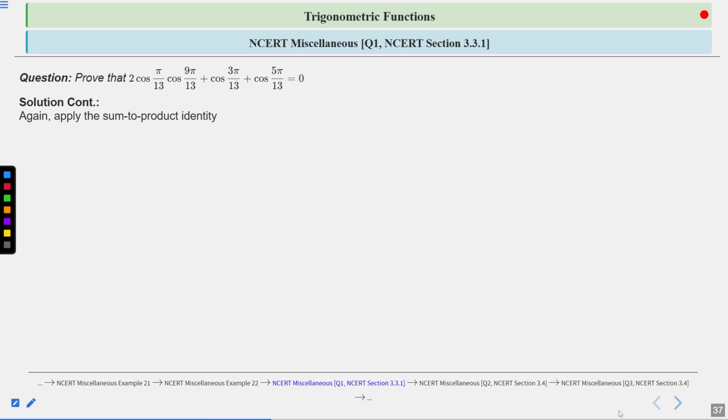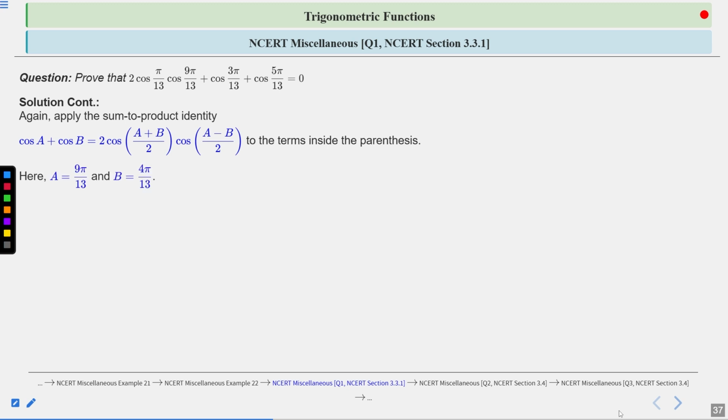Again, apply the sum to product identity, cos A plus cos B is equal to 2 cos A plus B by 2 into cos A minus B by 2, to the term inside the parenthesis, right? Here A is equal to 9 pi by 13 and B is equal to 4 pi by 13. So A plus B by 2 will be equal to 9 pi by 13 plus 4 pi by 13 upon 2, which is equal to 13 pi by 13 upon 2, right, which is equal to pi by 2. And A minus B by 2 will be equal to 9 pi by 13 minus 4 pi by 13 upon 2, which is equal to 5 pi by 13 upon 2, right, which after solving we will get 5 pi by 26.